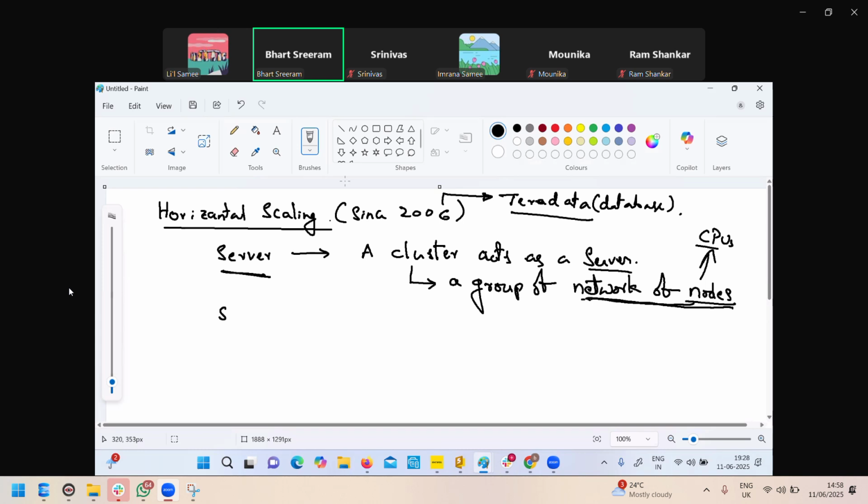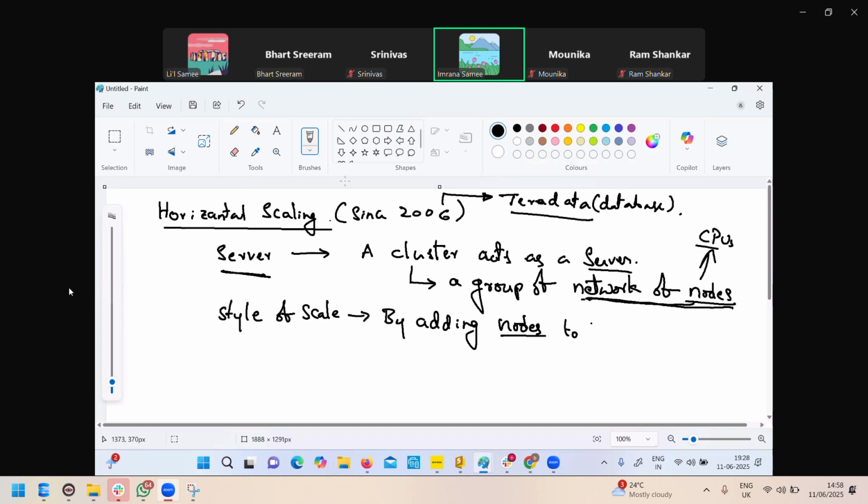What is the style of scaling? Previously, the style of scaling was adding or replacing components, such as adding RAM, adding hard disk, or replacing components. But here, the style of scaling is adding nodes to the cluster. Node means CPU. Adding nodes to the same network of the cluster. Got it?